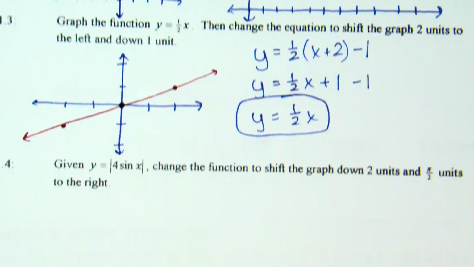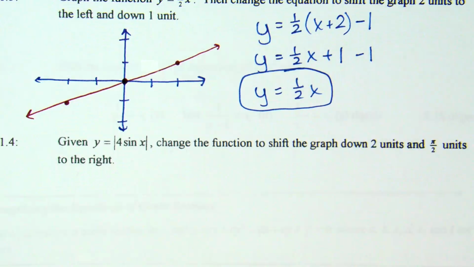Now let's talk more like the pre-calc, calc level stuff. So I say that because in algebra you did not graph sine x. So y equals the absolute value of 4 sine x. Change the function to shift the graph down 2 and pi over 2 units to the right. The easy algebra just went out the door, didn't it? Yeah, there's some pre-calc stuff.